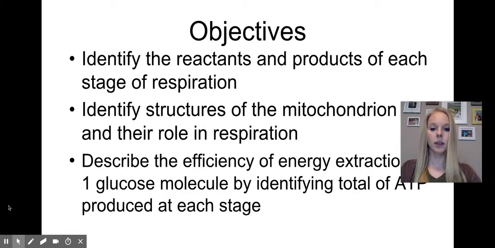The objectives of this level are to identify the reactants and products of each stage of respiration, being glycolysis, the Krebs cycle, and the electron transport chain. Identify structures of the mitochondria and their role in respiration. Describe the efficiency of energy extraction of one glucose molecule by identifying the total ATP produced at each stage.